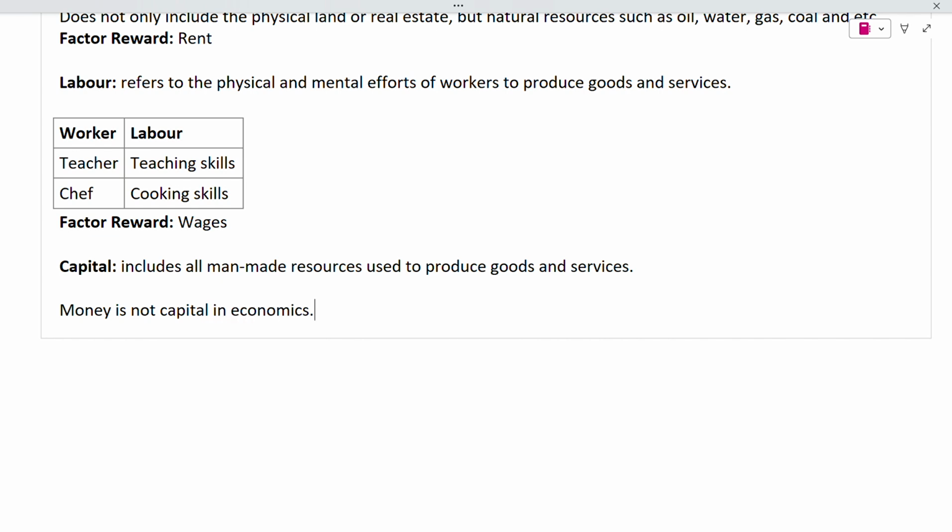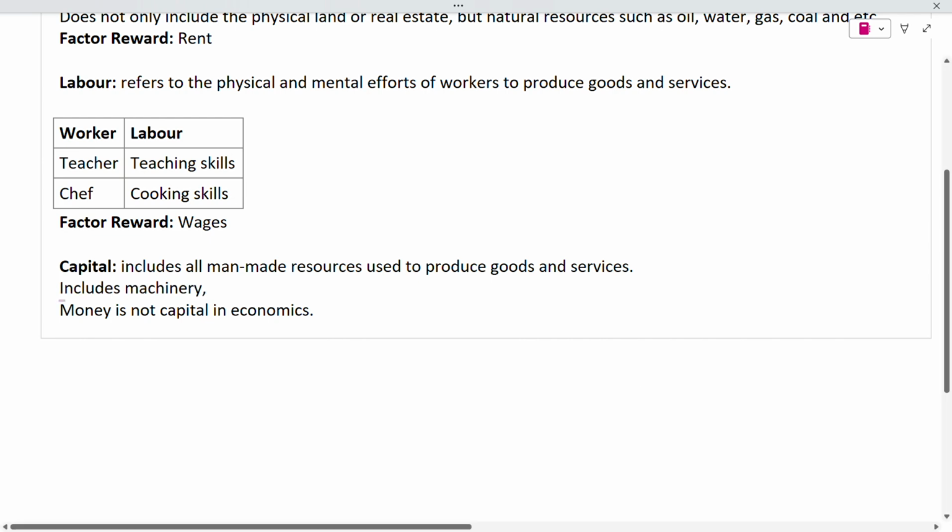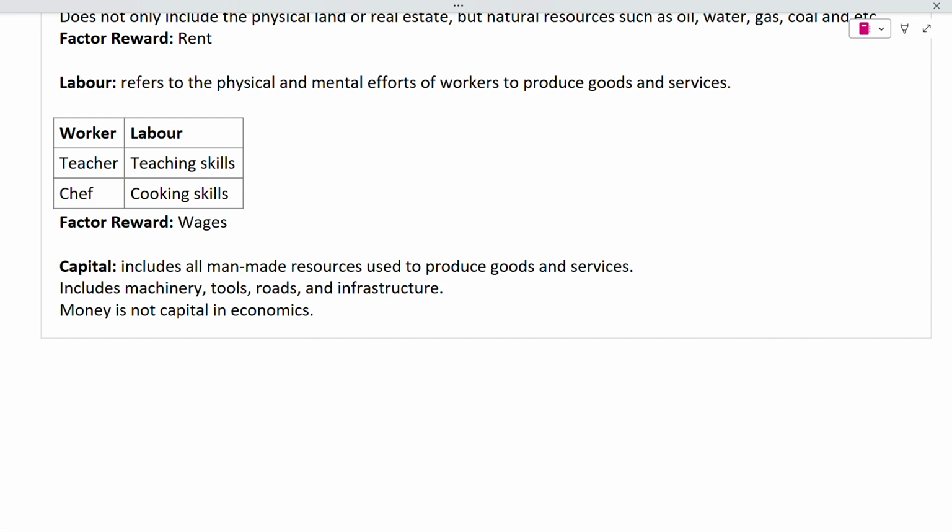So whatever finance there is, the cash that you have, the savings in banks, those are not what we call capital. Remember, capital includes machinery, the tools that you use, even the roads and infrastructure that you use in the production of goods and services. All those things are counted as capital, but money is not counted as capital in economics.